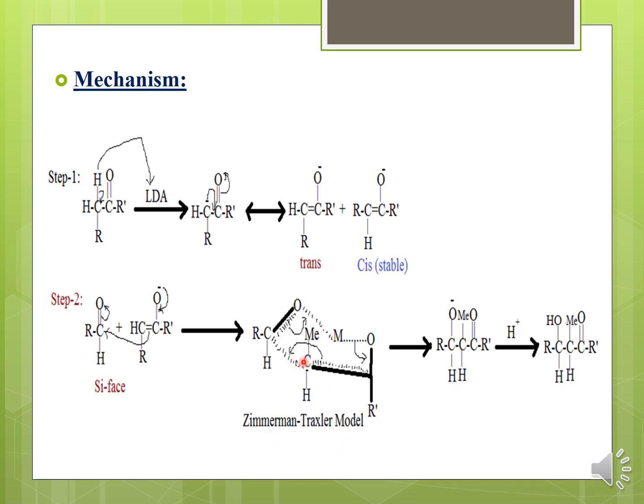So what happens here is a formation of the metal complex. The O minus, these two oxygen atoms, will form one complex with the metal atom M plus. And then there is a shifting of this bond over here. This bond shifts over here, this bond shifts, and then this bond shifts.